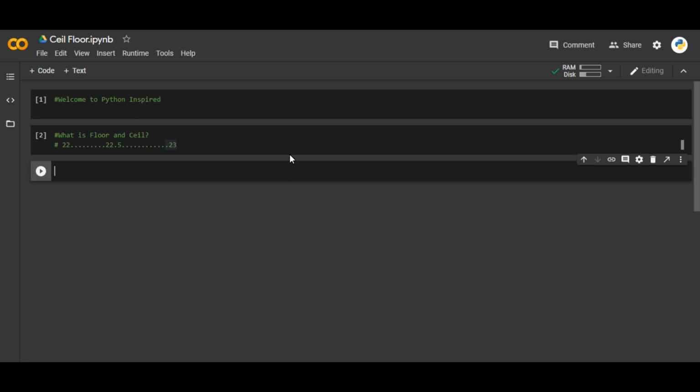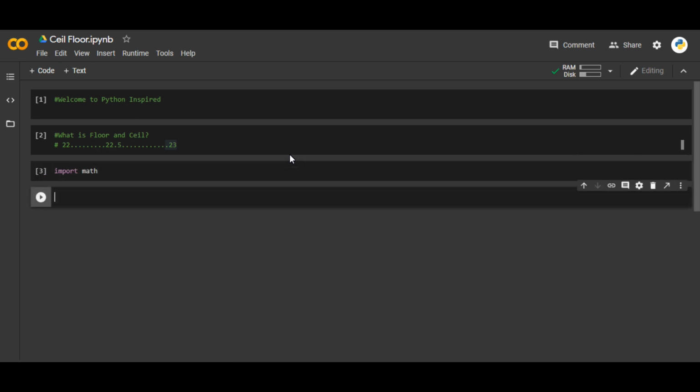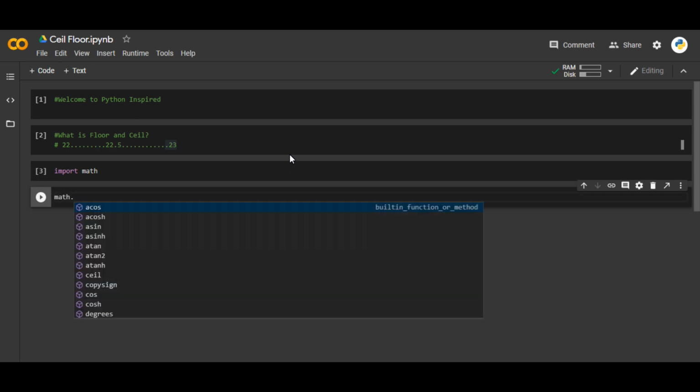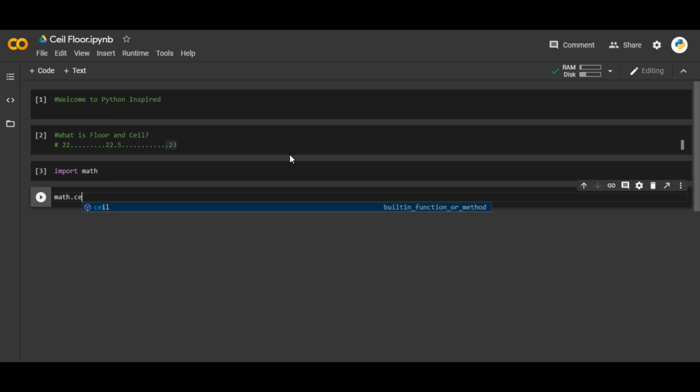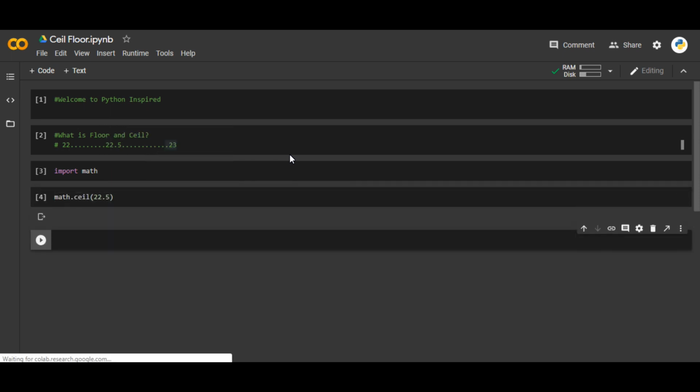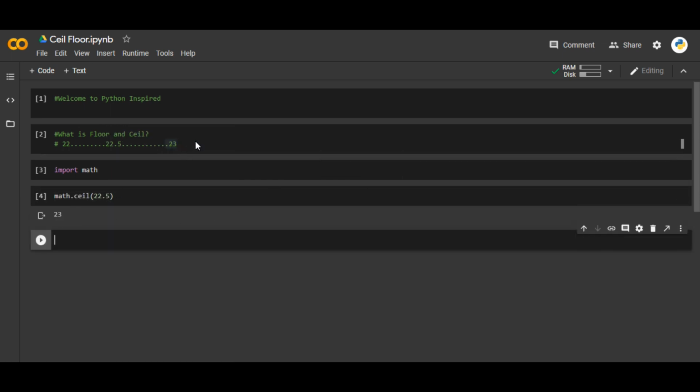So in Python, you have to import a library called math. So import math, because these functions are in this library. So we have to use this library to do this. So let me just show you. If I say math.ceil of 22.5, you will see 23, just like we have said before. So 23 is the ceil.